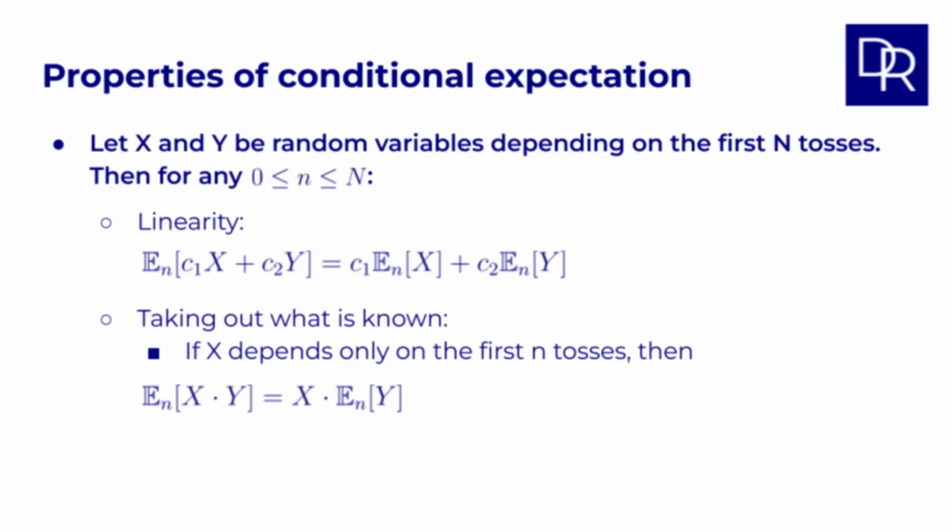The second property says that we can take out what is known. If x depends only on the first n tosses, then to work out the expectation of the product of x and y, given the first n tosses only, we can take out x because it is known after n tosses, so it's effectively a constant here.